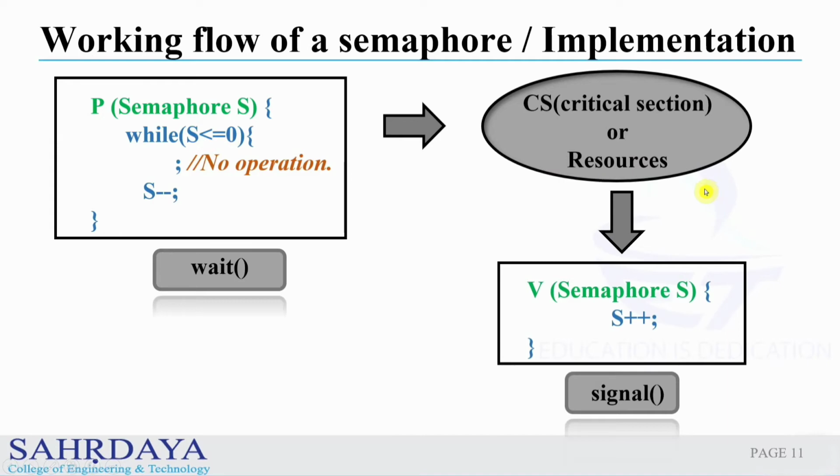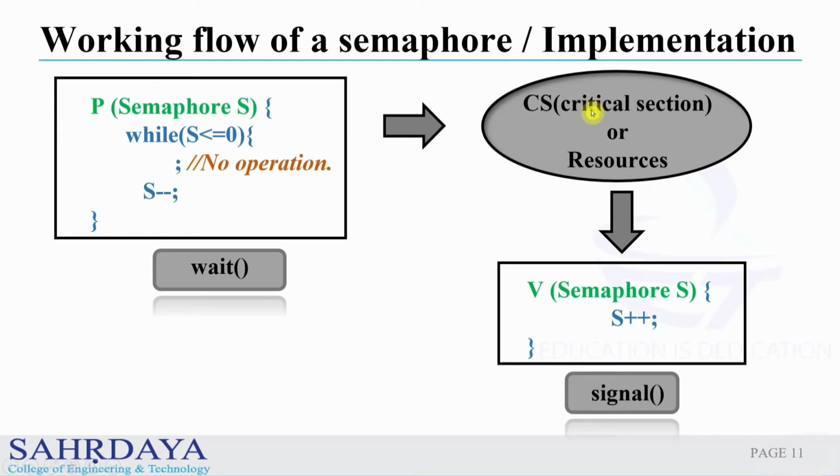Okay. Now at the same time, if a process, say P2, is trying to access the critical section area or the resources, this is scenario 2. In that case, the value of S is right now 0. So P2 checks the condition S is less than or equal to 0. Yes, the condition is satisfied, and the process P2 gets stuck inside the while loop, which means it stays in the waiting queue.